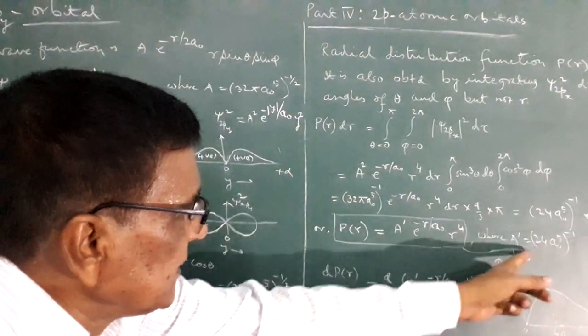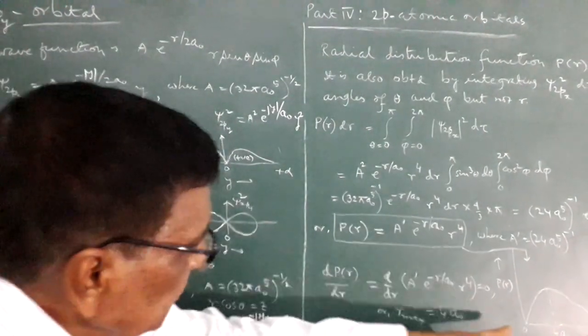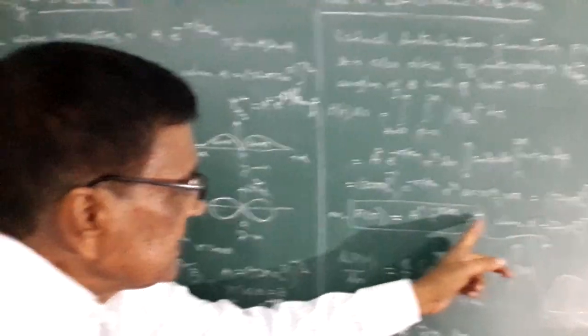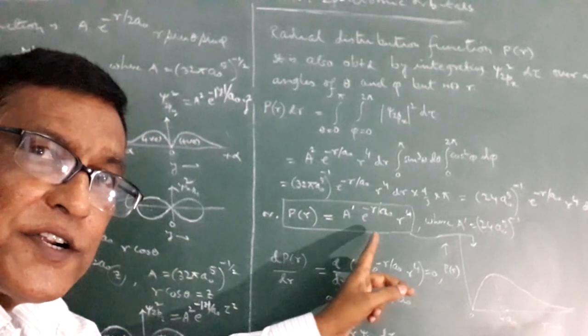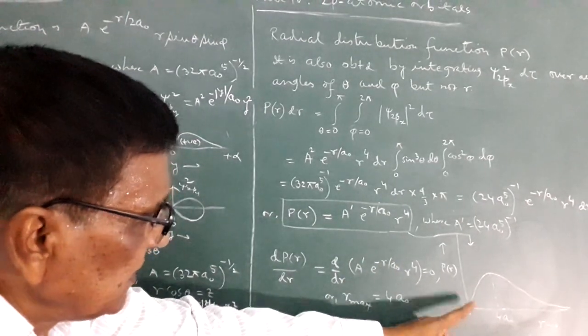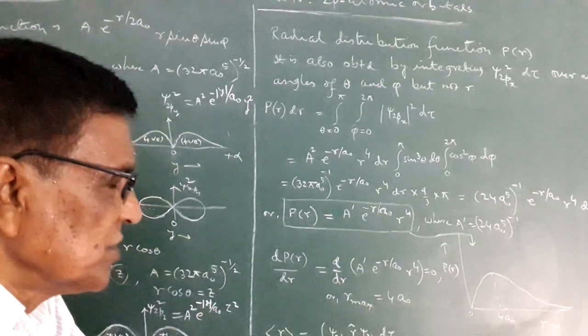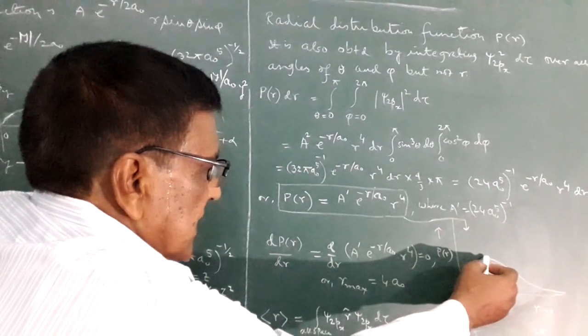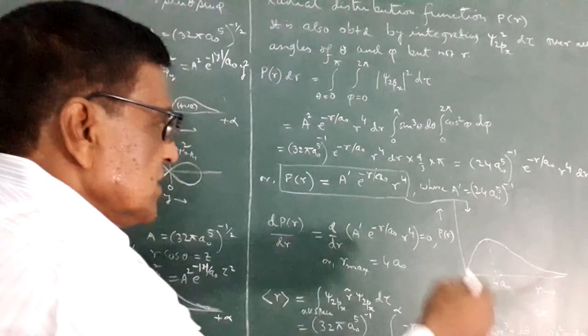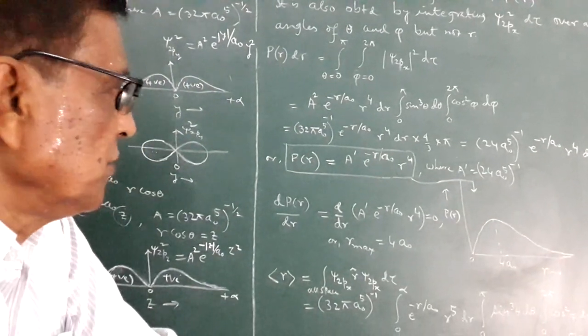So with increase of r, this r to the power 4 will increase, but this exponential term will decrease. By the nature of this Gaussian function, it will start from 0, increase and attain a maximum, and then decrease to 0 when r equals infinity.